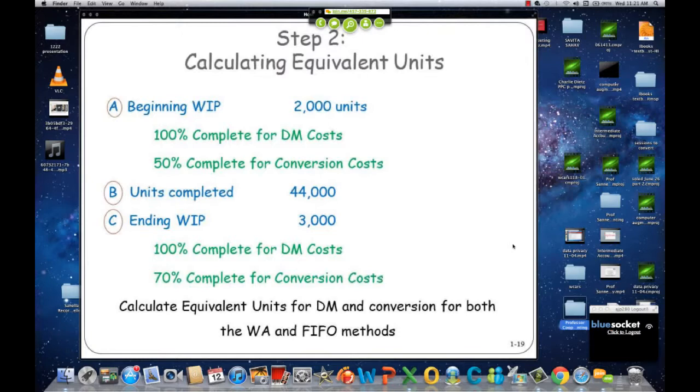How many units were started? Remember how to do that? Beginning WIP plus units started equal units completed and ending WIP. So 45,000 units started.